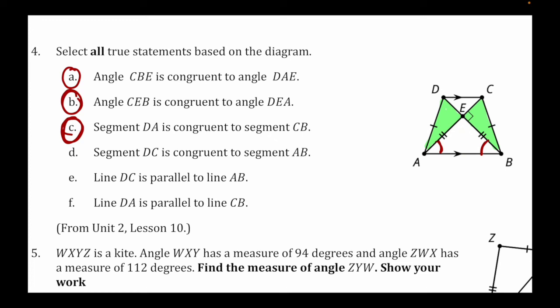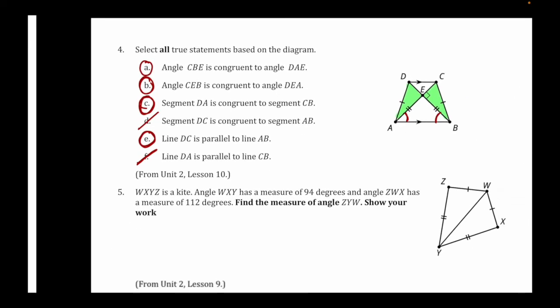Now they're saying segment DC is congruent to AB. That's saying this top side here and the bottom piece. And that is not necessarily true. So I am going to put a line through that. They're now saying DC is parallel to AB. That one is true as well because we have arrows on both of these, and that means that these are parallel to each other based on our diagram. So that is true. And then the sides, they are saying that DA is parallel to CB, and there is nothing that actually tells us those are true. So it is A, B, C, and E for this one.